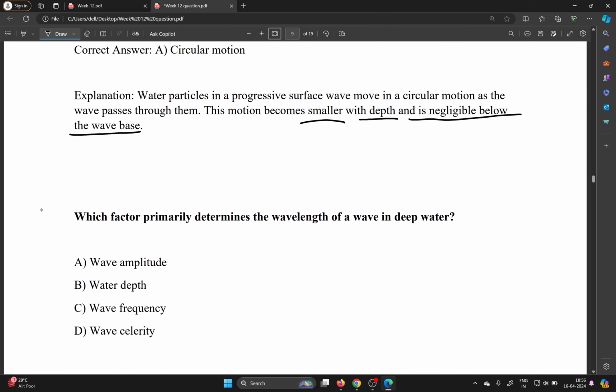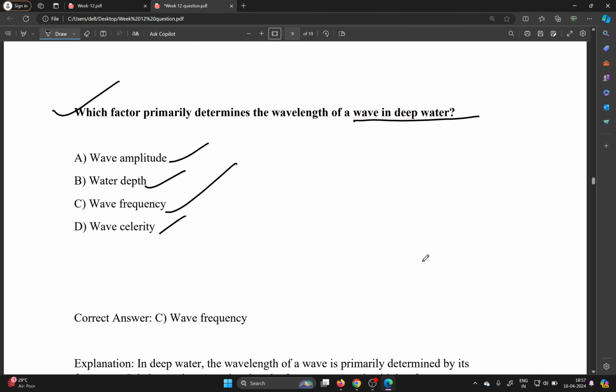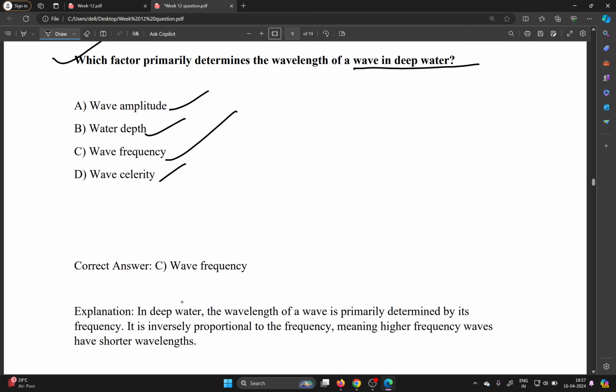Now the next question is, which factor primarily determines the wavelength of a wave in deep water? Wave amplitude, water depth, wave frequency, or water salinity. If the water is very deep, wave frequency. In deep water, the wavelength is primarily determined by its frequency. It is inversely proportional to frequency, meaning higher frequency waves have shorter wavelengths. Definitely, if the frequency is high, your wavelength will be shorter.